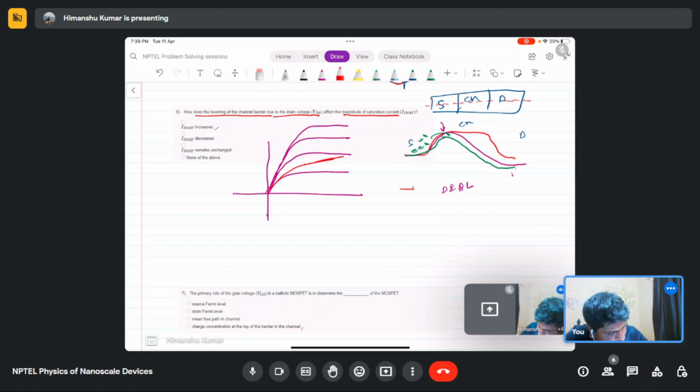So the current is not saturated, it starts increasing even at larger drain to source voltage. So these characteristics become like this, they have finite slope. We can see this is ID and this is VDS, and these are different values of VGS. So basically we can say that ID set will increase.